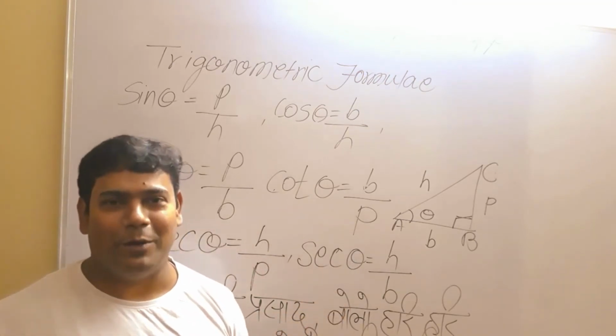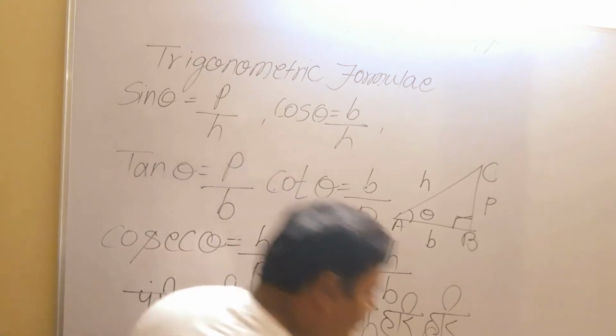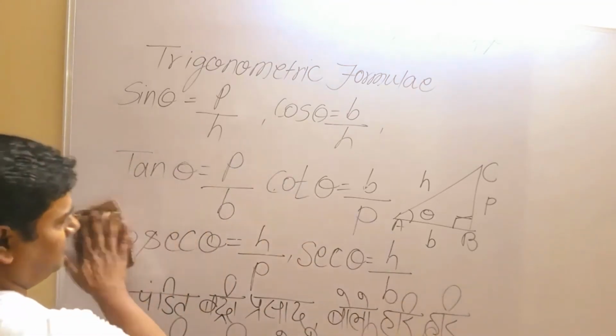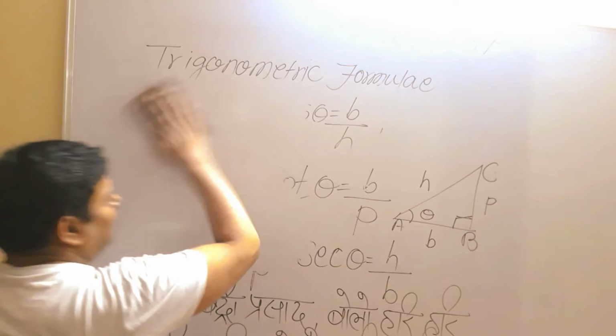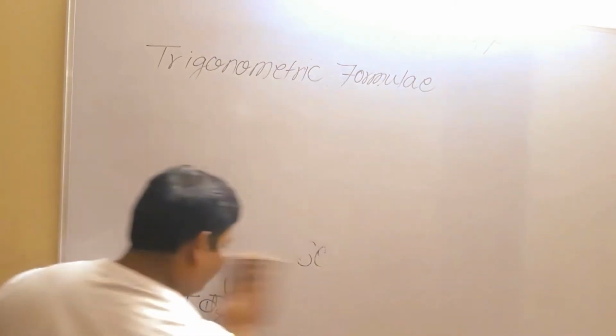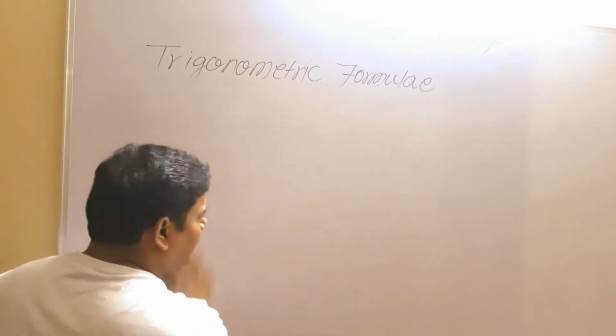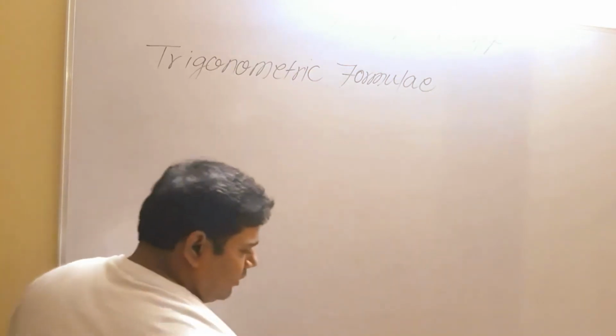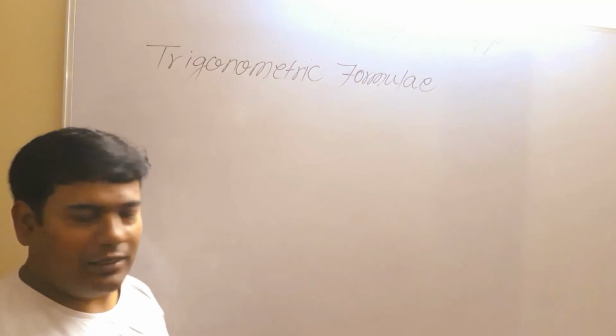I hope you must have memorized this. Now we will understand it in great detail. How to find the values of any trigonometric ratios from 0 degree to 360 degree and almost 0 degree to infinity. Let us find out.